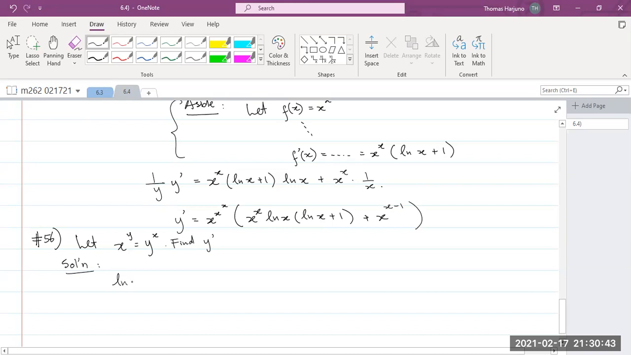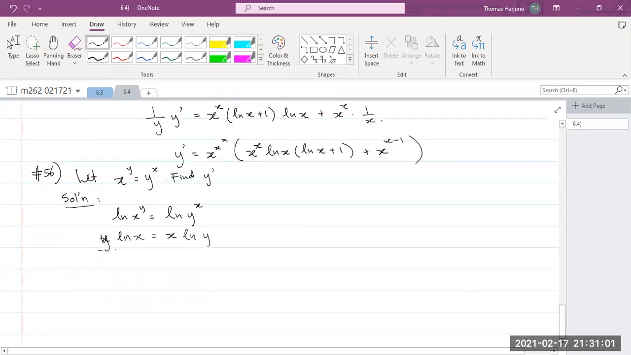Apply natural log. ln of x to the y equals ln of y to the x. Therefore, we get y ln x equals x ln y. Now you do implicit differentiation. You'll get y prime ln x plus y times the derivative of ln x, which is 1 over x. On the right hand side, implicit differentiation gives me ln y plus x times 1 over y times y prime.